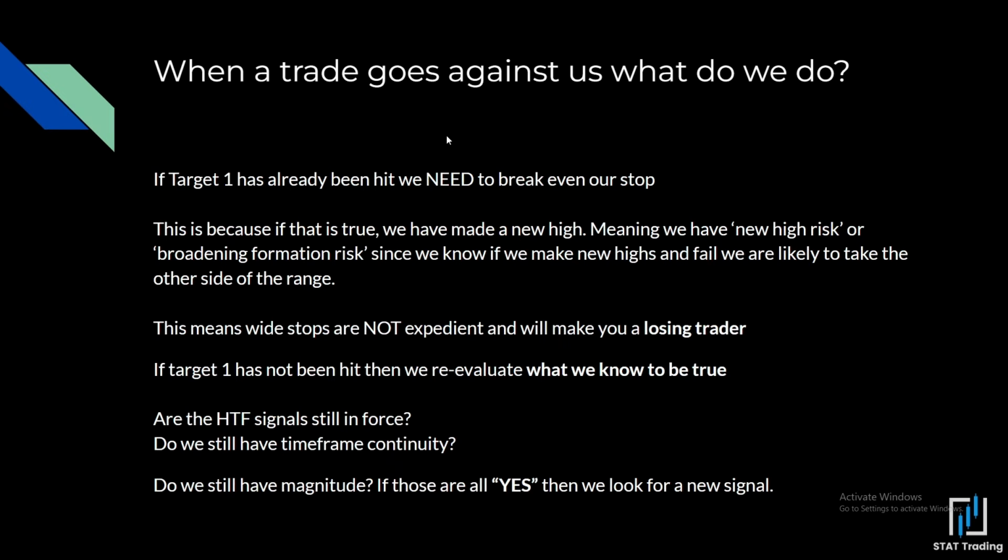Just to recap, when a trade goes against us, what do we do? If target 1 has already been hit, we need to break even our stop. So we might stop out of the spread if we're trading options. We might lose some money, but it needs to be break even on the underlying, meaning the thing we are trading. And this is because if it is true that we have hit target 1, also known as we have made a new high, this means we have new high risk or broadening formation risk because we know things make new highs and new lows all the time. So if it makes a new high and fails, the new low is highly likely to occur. So we know not to hold that.